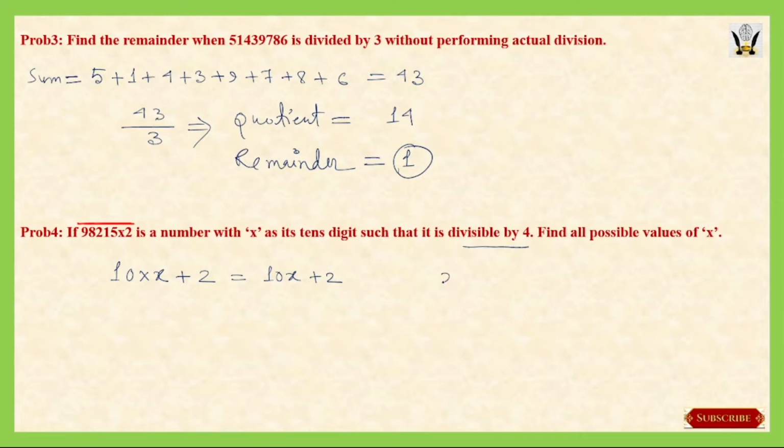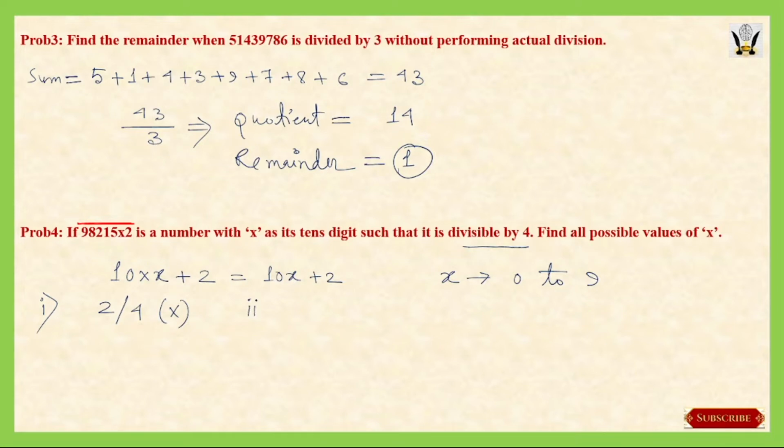Now here x is a digit that can take values from 0 to 9, right? So now suppose we assess this part one by one from 0 to 9. The first value of x that we can put here is 0, and if we do that, then the summation of these two digits will be 2. But we know 2 is not divisible by 4. That means we cannot put 0 here in place of x.